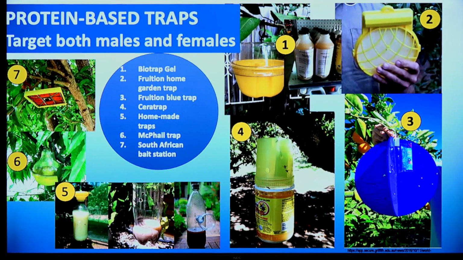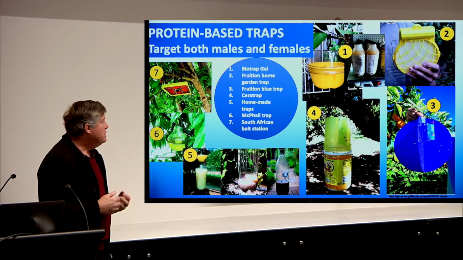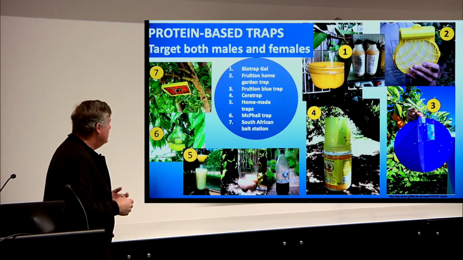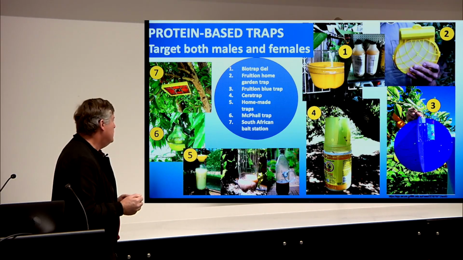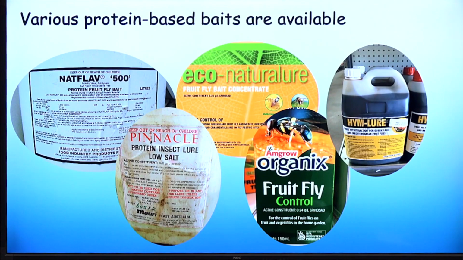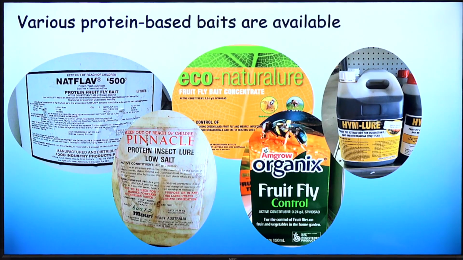So protein-based traps are okay, but they don't have the pulling power of the male traps. Male traps can pull flies in 200 metres, even more sometimes, depending on wind, cold air drainage and all those other issues. Female traps, you'd be lucky to get 10 metres attraction to them. And there's lots of different protein-based baits out there. Most of them are based on either yeast protein or plant protein, and the Heim lure on the end from South Africa is based on animal protein, so they all work pretty well.